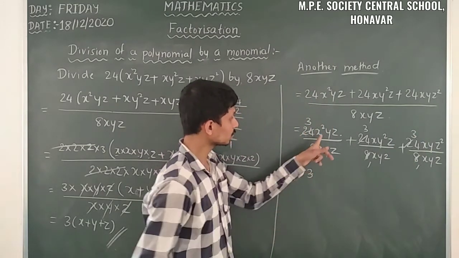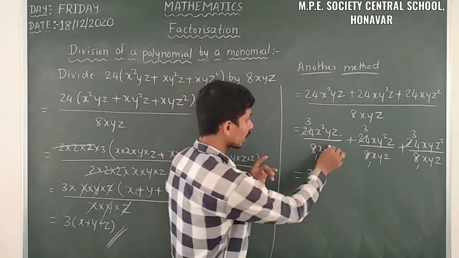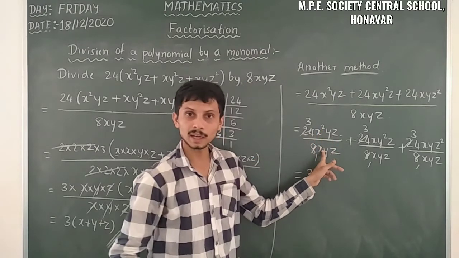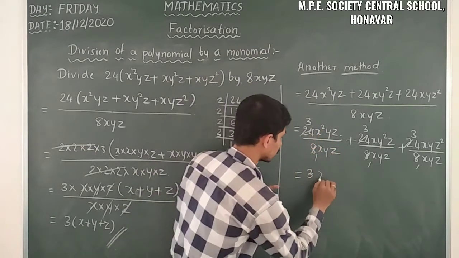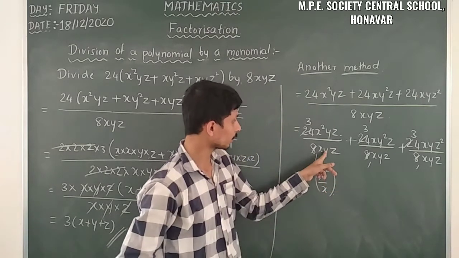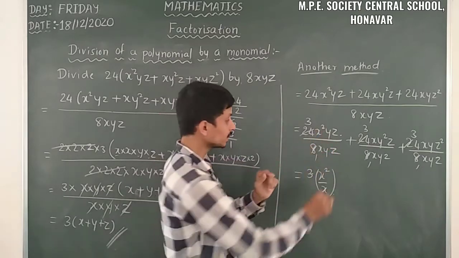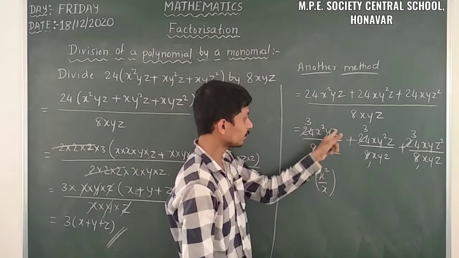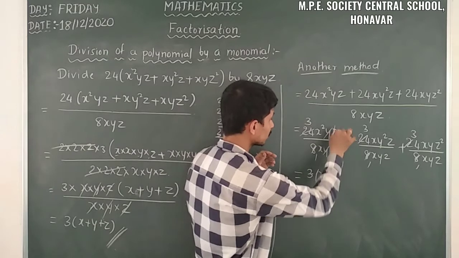So then here just observe x square. Here we have x square, here we have x. So that one we just have to write as it is, x square by x. And here we have y, here we have y. So that means we can cancel this. And we have z, we have z. So we can cancel this out.